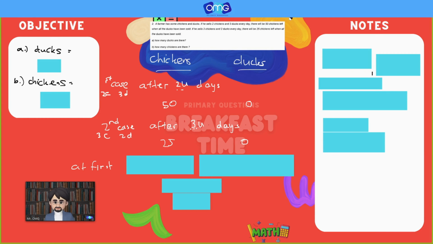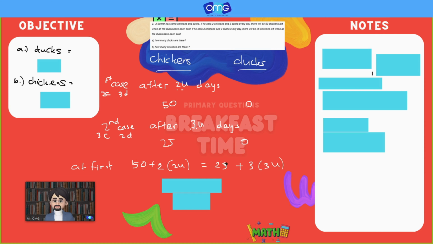And since the number of chickens is also the same, we can say at first the chickens from the first case is 50 plus 2 chickens times 2 unit days. This equals the second case, which is 25 plus 3 chickens times 3 unit days. From here we can see that the difference, this is 4 units and this is 9 units, so this is 5 units the difference, equals the difference between 50 and 25, which is 25. So from here we get 1 unit equals 5.